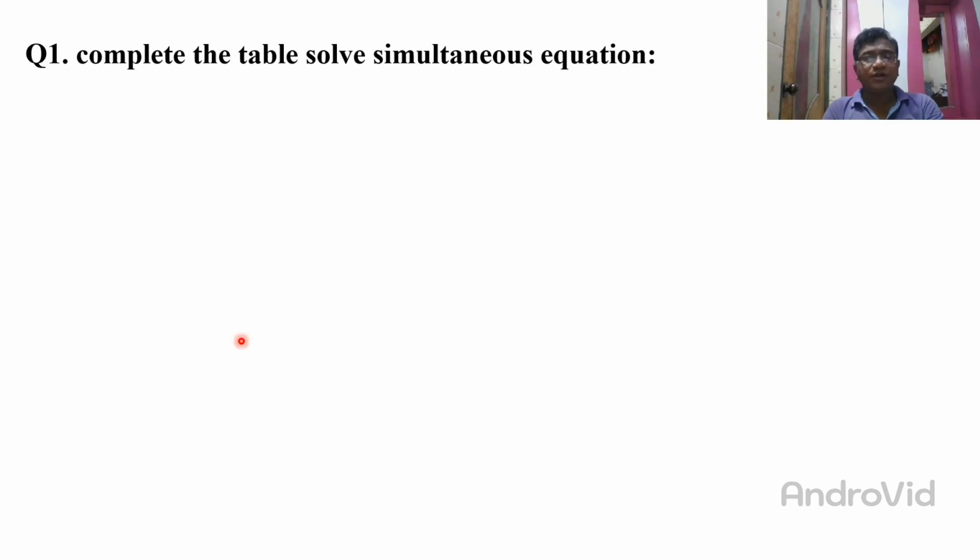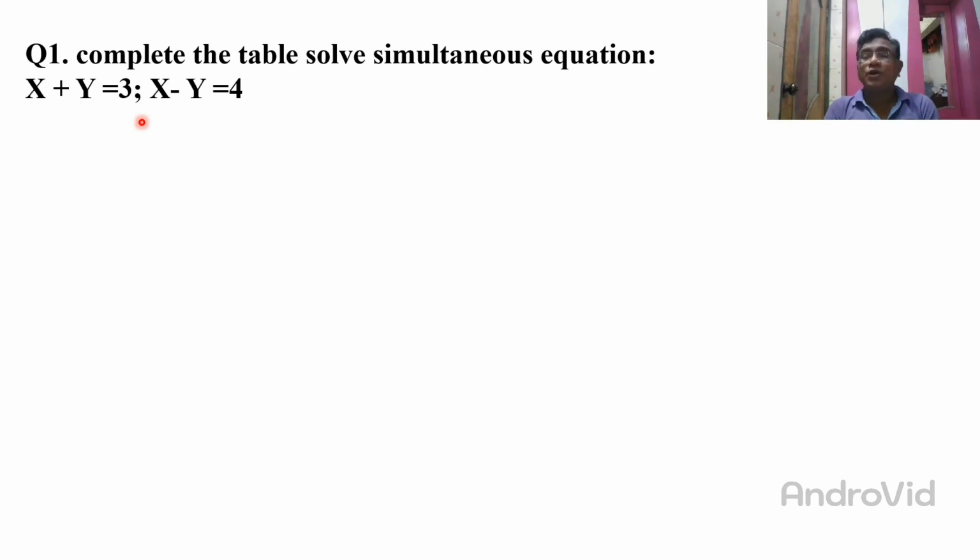This is what is written on the screen. Just see. Complete the table, solve the simultaneous equation. So what they are saying is, with the help of the table you want to solve the simultaneous equation. So which table is given to you? First they have given the equations, that is x plus y is equal to 3 and x minus y is equal to 4. So this equation we want to solve by the graphical method.